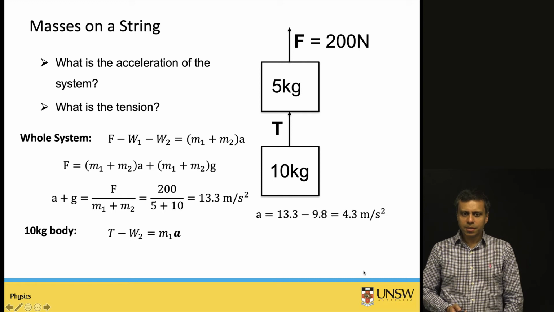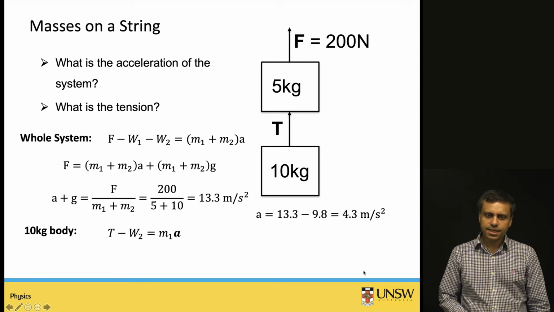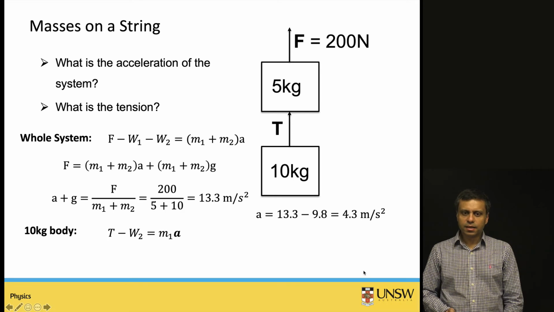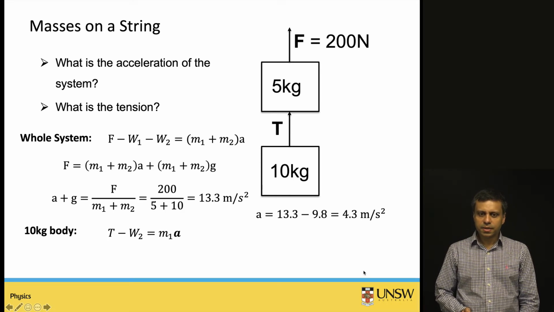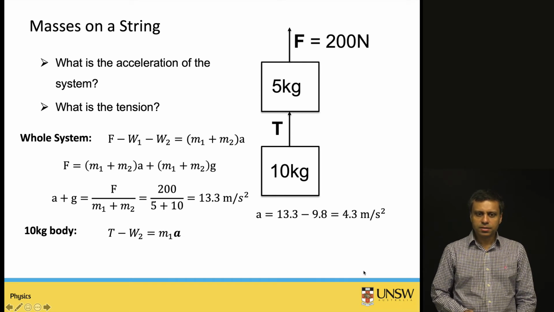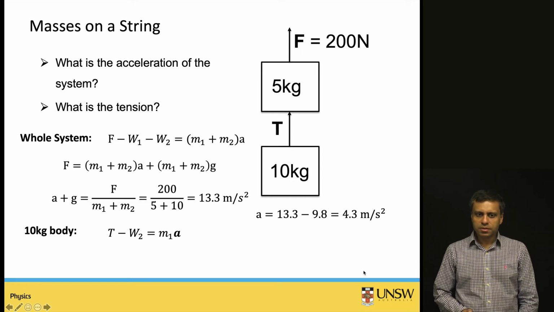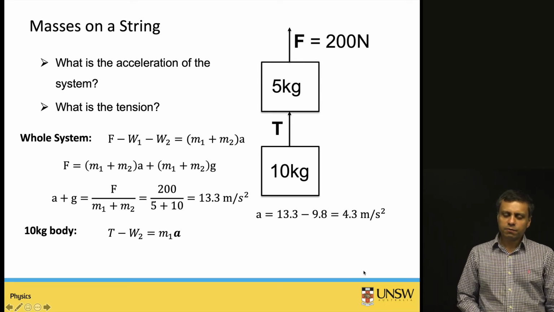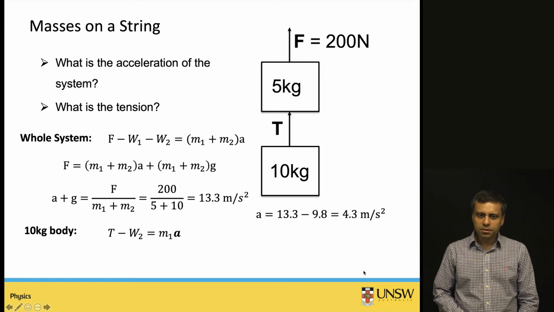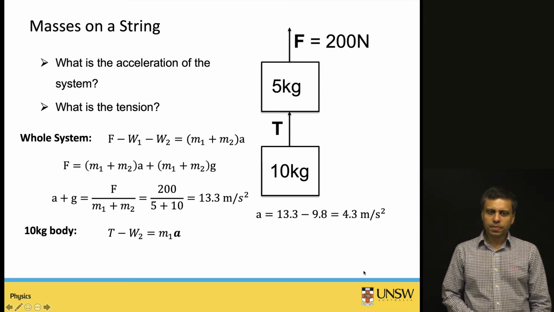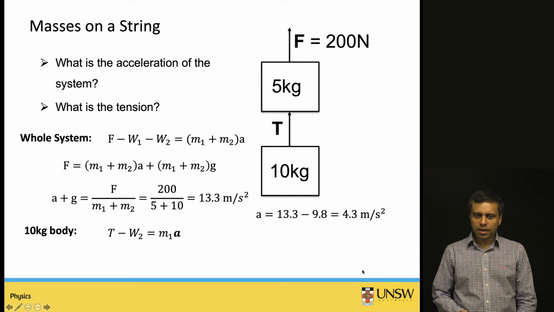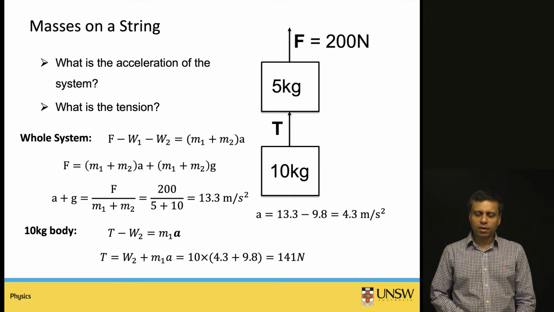Now let us go to the second part of the problem. What is the tension T? And now let us use the free body diagram of the 10 kg mass. And the 10 kg mass is under just 2 forces. One, its weight acting vertically downward, and the tension force acting vertically upward. And so we can write T minus W2 equals m2 times the acceleration. We have already found the acceleration in the last problem. We know the weight of this block, W2. And then if we plug in all the numbers, we get 141 Newton.